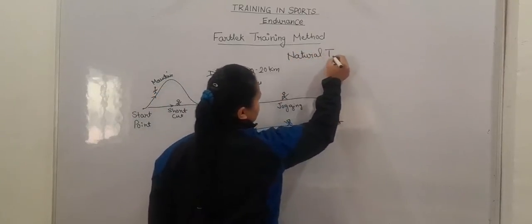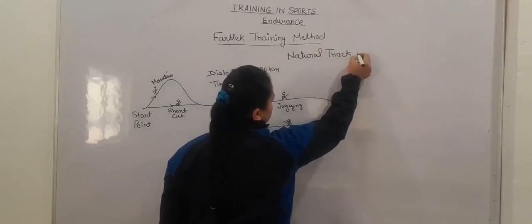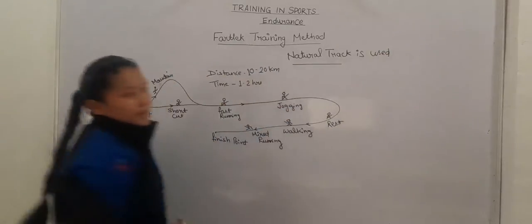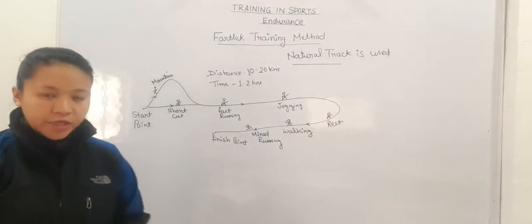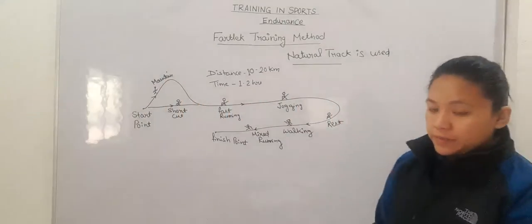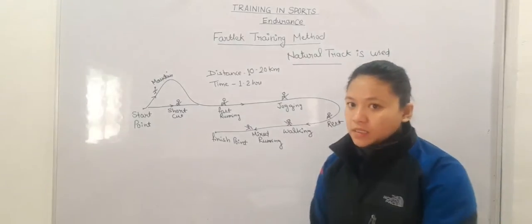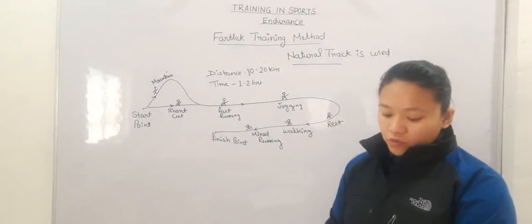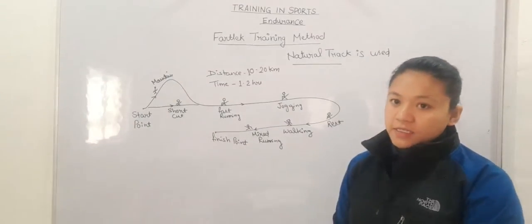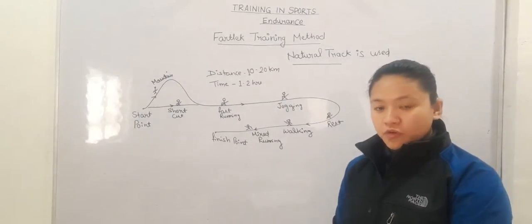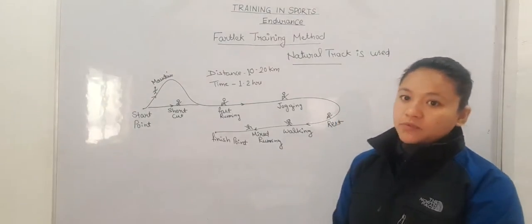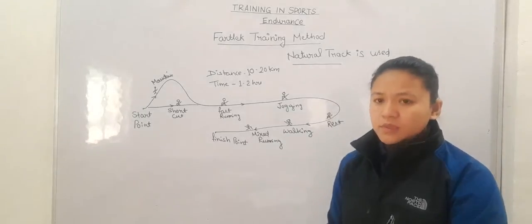Natural track is used. Okay, in footlift training methods, first it is also known as speed play. In footlift training methods, the natural track is used for workout. The natural track is used for running. The athlete is set free to run from starting point to the end point at his own speed. The athlete is free to choose his path.